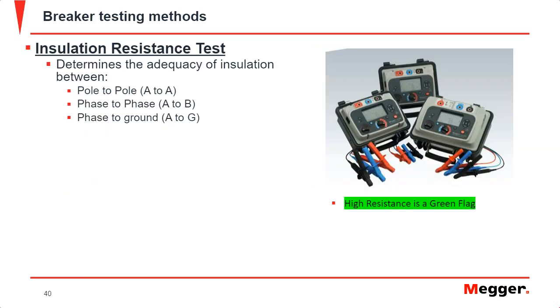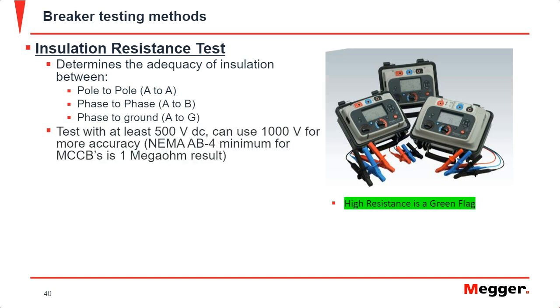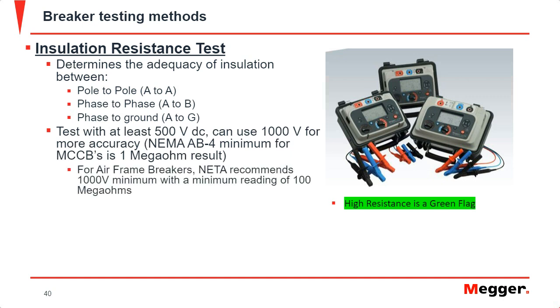Another testing method that we mentioned previously is your insulation resistance test. Now we're looking into how we are going to perform that test. Again, it's determining the adequacy of insulation between your pole to pole, phase to phase, and phase to ground. When doing these tests, a high resistance is a green flag. Now, the voltage is going to depend on what standard you're following and what rating the breaker is.